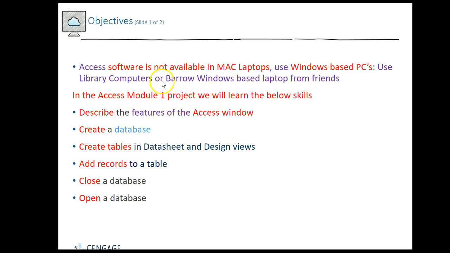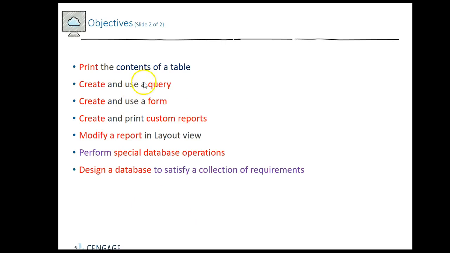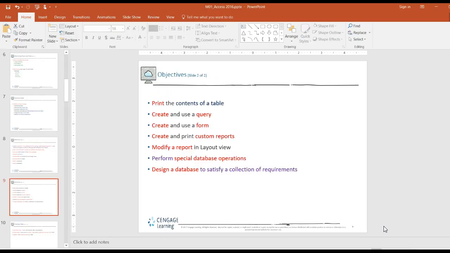Alright. So in the Access Module 1 project, we will learn the following skills. First we will explore the Access window, and then we will create a database, and then we'll create a table, add records, and so on and so forth, right? So we will create a query, form, report, and we will also learn how to import data from Excel into Access, and so on and so forth, right? So that's the introduction that I want to give you about Access. So let's get started with the project.